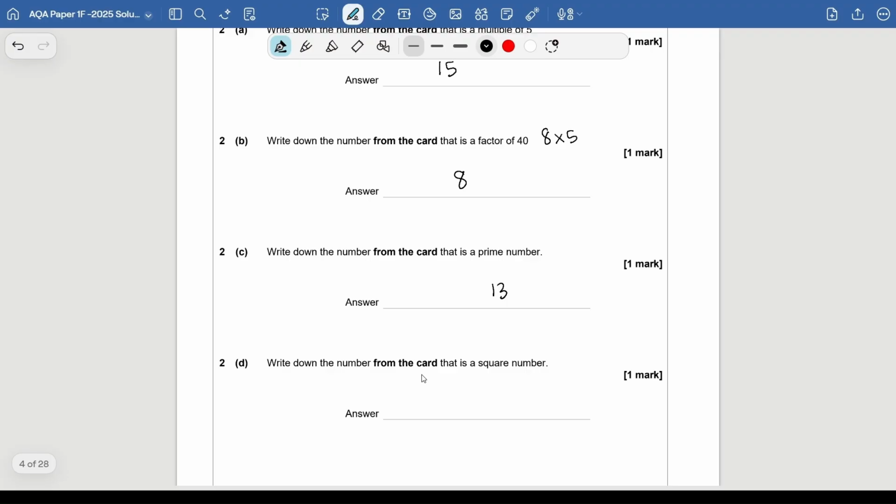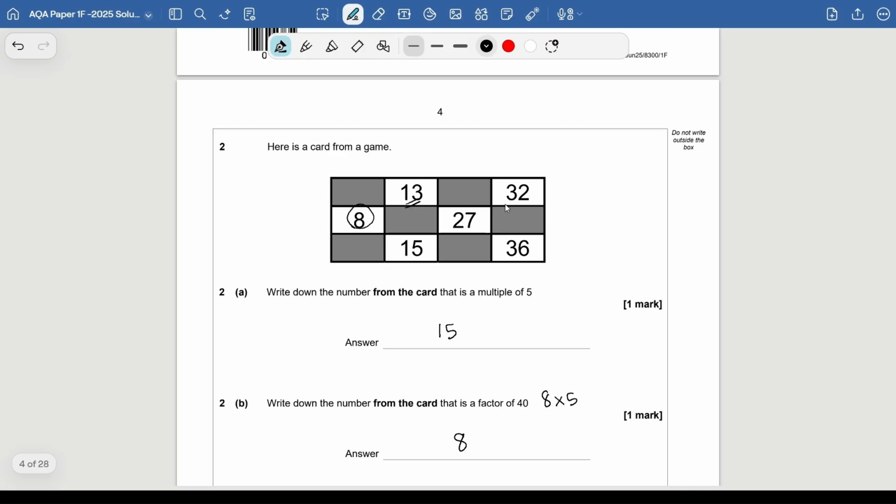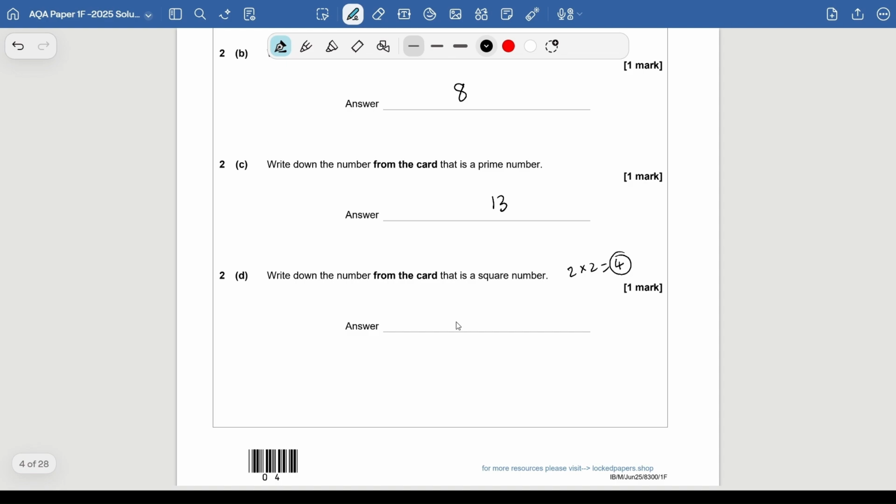Write down the number from the card that's a square number. A square number is the answer when you multiply a number by itself. Like 2 times 2 gives you a 4. So 4 is a square number. In this list, we see 36 is a square number because you get it by doing 6 times 6. So the answer for this is 36.